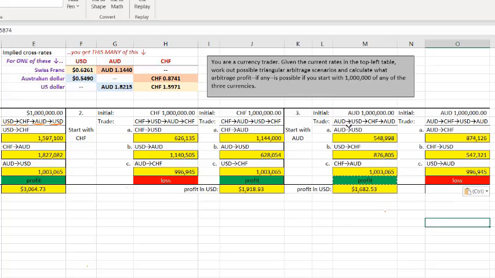Okay, so that is how triangular arbitrage would work. There's one trip that makes sense, and that is going from dollars to francs to Aussie dollars to dollars. But you could start anywhere. It's basically one way around the triangle. We could start in Switzerland, go to Aussie, US, back to Swiss. Or we could start in Aussie, go to dollar, Swiss, back to Aussie. But you have to be going the same circuit around the triangle. So there's how triangular arbitrage works out in practice.